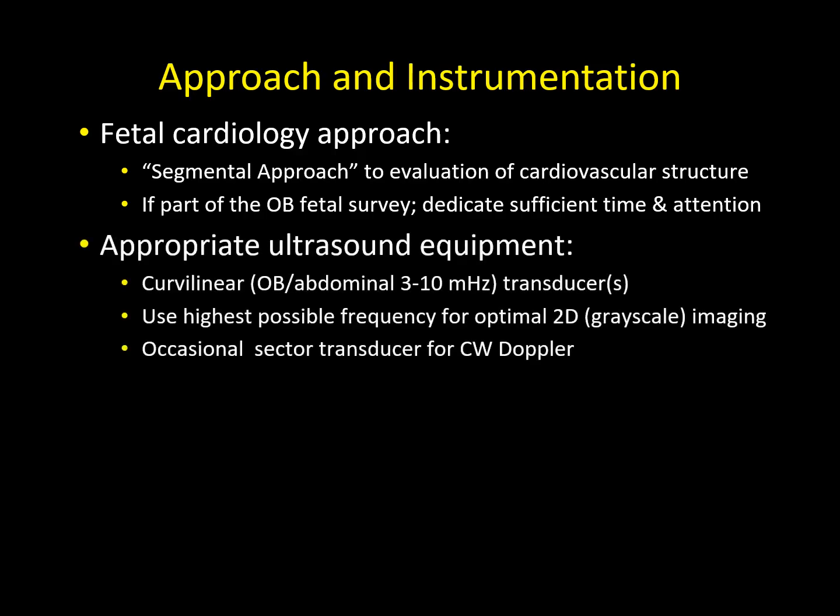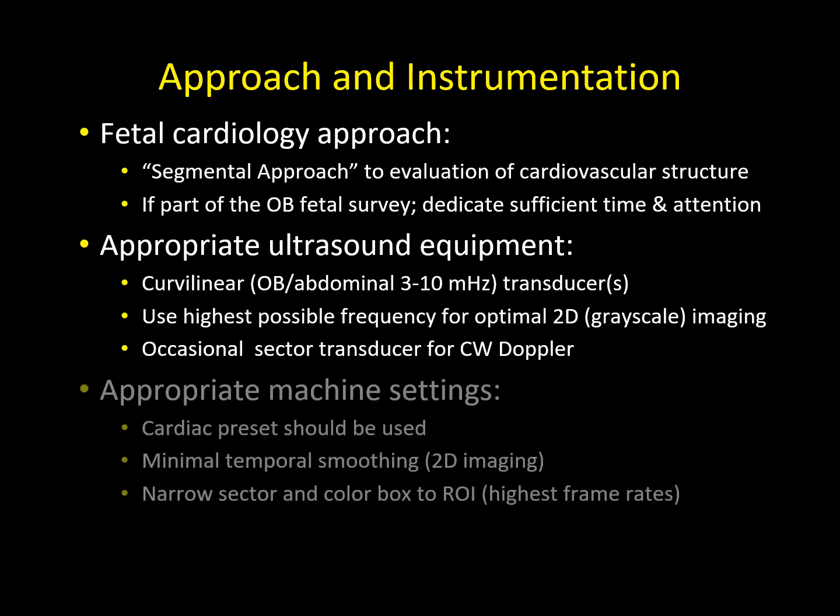You want to use appropriate ultrasound equipment. A standard ultrasound machine is fine. You want to use that curvilinear OB abdominal probe. 3 to 10 megahertz is best. And you want to start out with the highest possible frequency and then dial it back if necessary. This gives the optimal two-dimensional grayscale imaging. And then occasionally you want to use a sector probe for continuous wave Doppler. Some vendors allow their curved probes to have continuous wave Doppler. We have one of those systems in our institution.